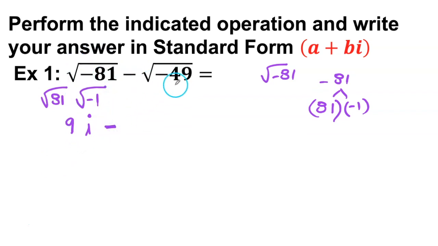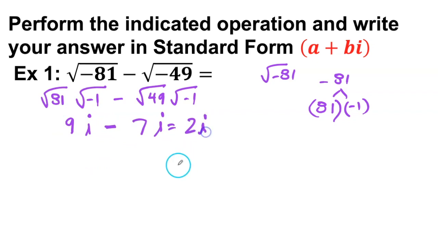Minus, same idea here, the -49. I will break that into 49 times -1. We know that square root of 49 gives me 7, and this will give me i. And that's how I start working with those imaginary numbers. Now I have 9i minus 7i. It's just like combining like terms, and my answer is 2i.